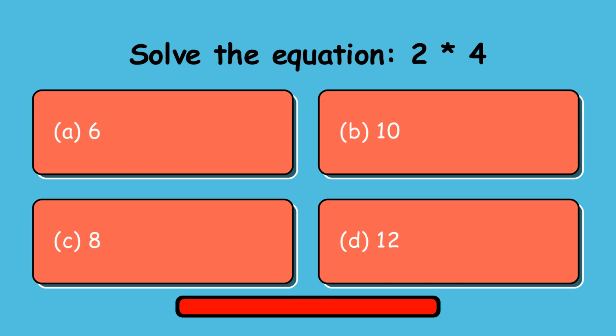Here's the math problem. 2 multiplied by 4, what are the possible solutions? Is it A 6, B 10, C 8, or D 12? You have 10 seconds to solve the problem, or feel free to pause if you need more time.